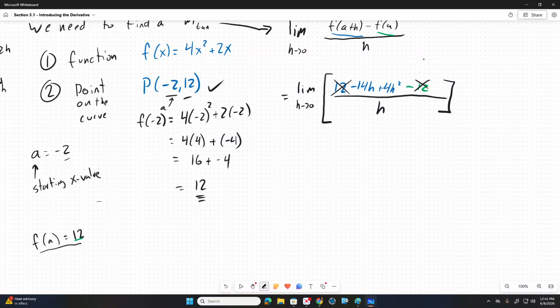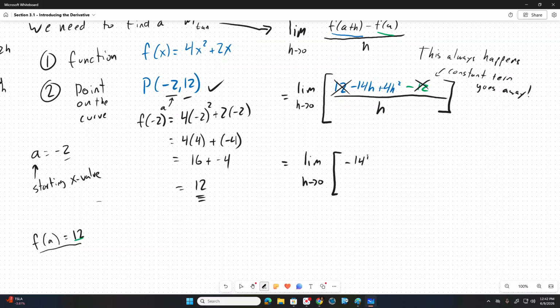And here's my big tip for you. This always happens, in that your constant term goes away. This is always, always, always going to happen. Okay? Now, this is the fun part. This is going back to our limit definition. Notice we are left with something that only involves h.